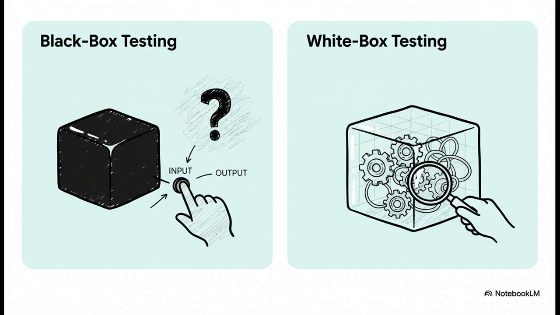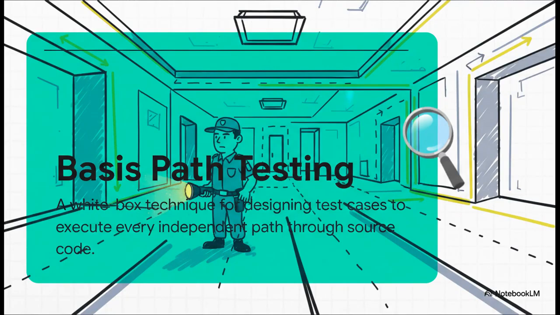Then you have white box testing. In this case, the tester has the blueprints. They can see the internal code, and they design tests specifically to check all those internal pathways and logic. So to give you a really concrete example of this white box stuff, there's a technique called basis path testing. Think of it like this. Imagine a security guard has to patrol a big, complex building. This technique helps them design a route that makes sure they walk down every single independent hallway and corridor at least once. It guarantees no path is left unchecked.